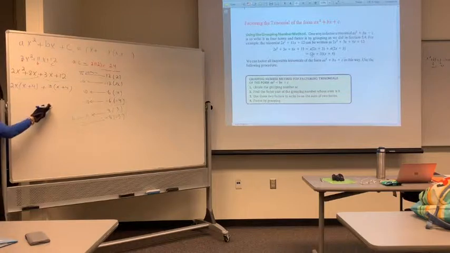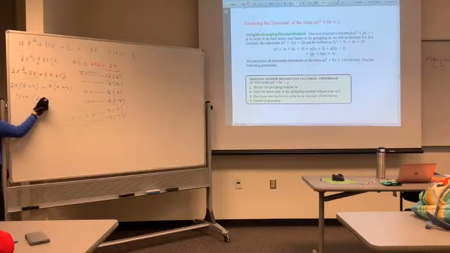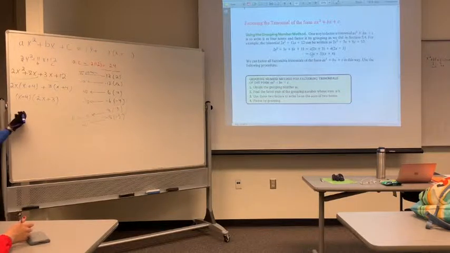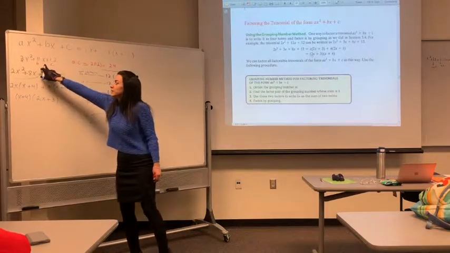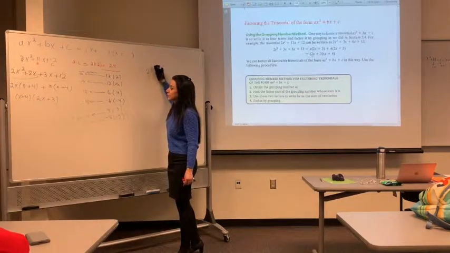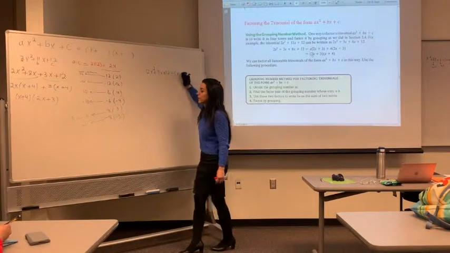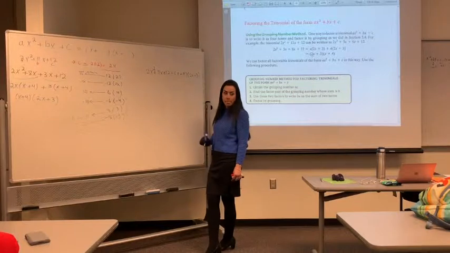So now, what is coming? x plus 4, x plus 4, 2x plus 3. Correct? Yeah. So we are done. So this 2x squared plus 11x plus 12 is equal to x plus 4 times 2x plus 3.